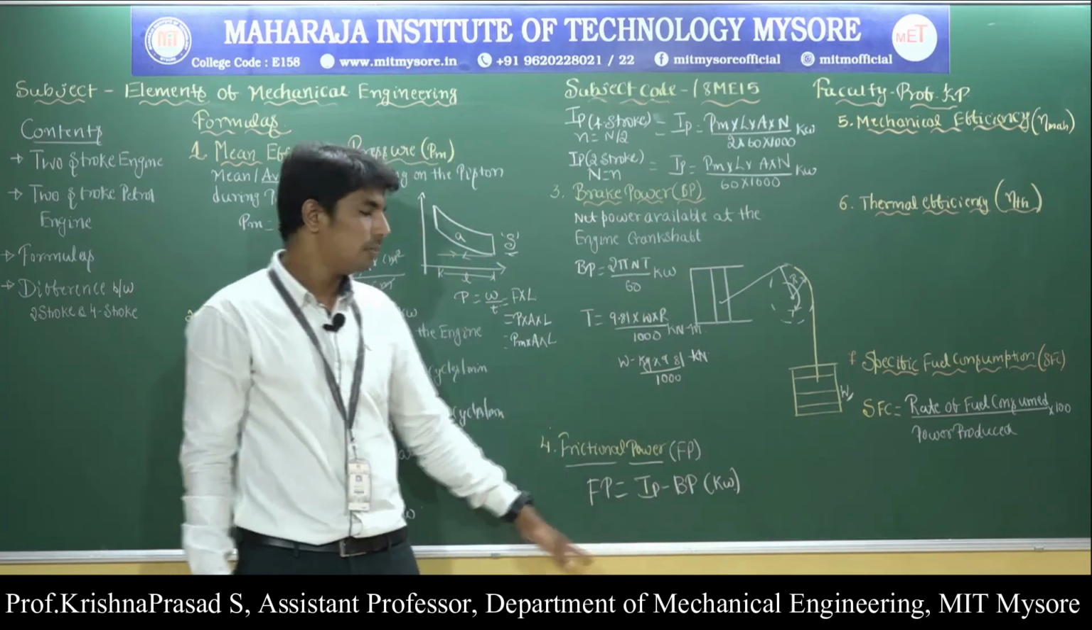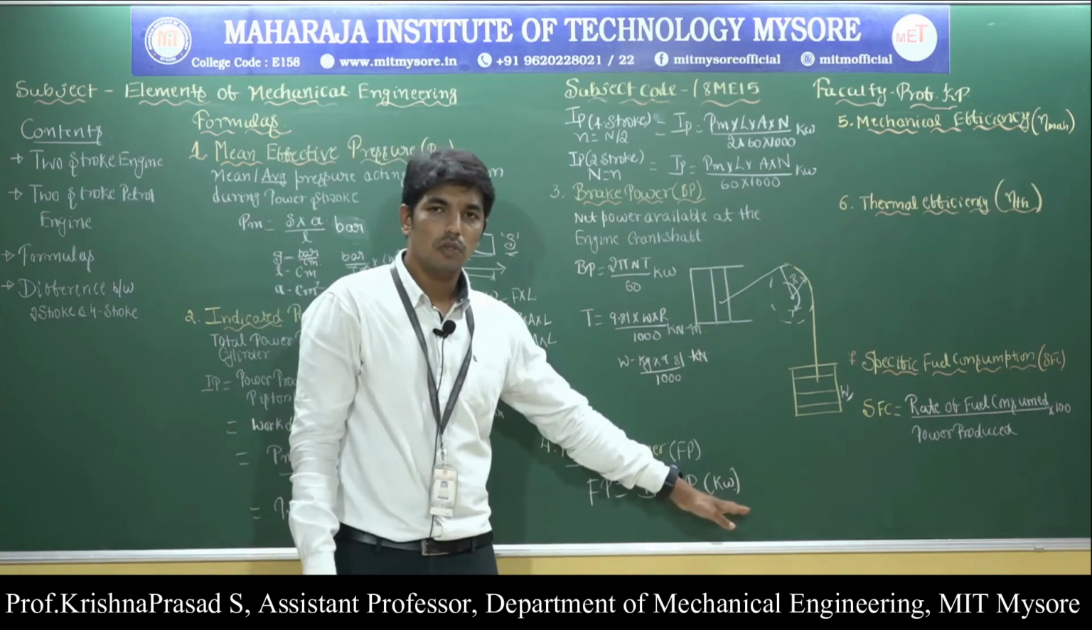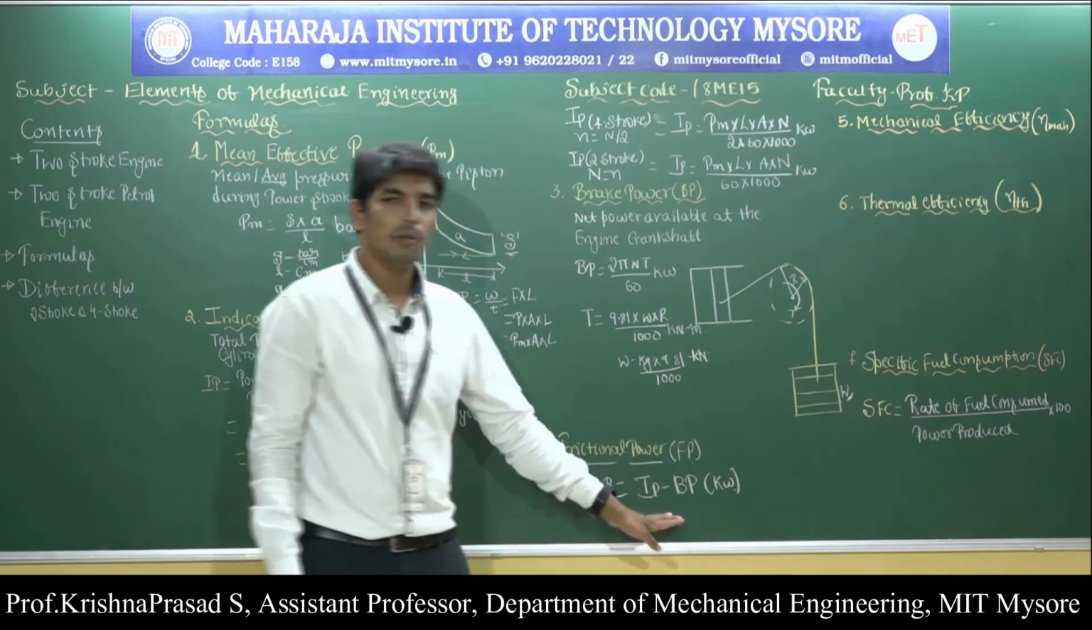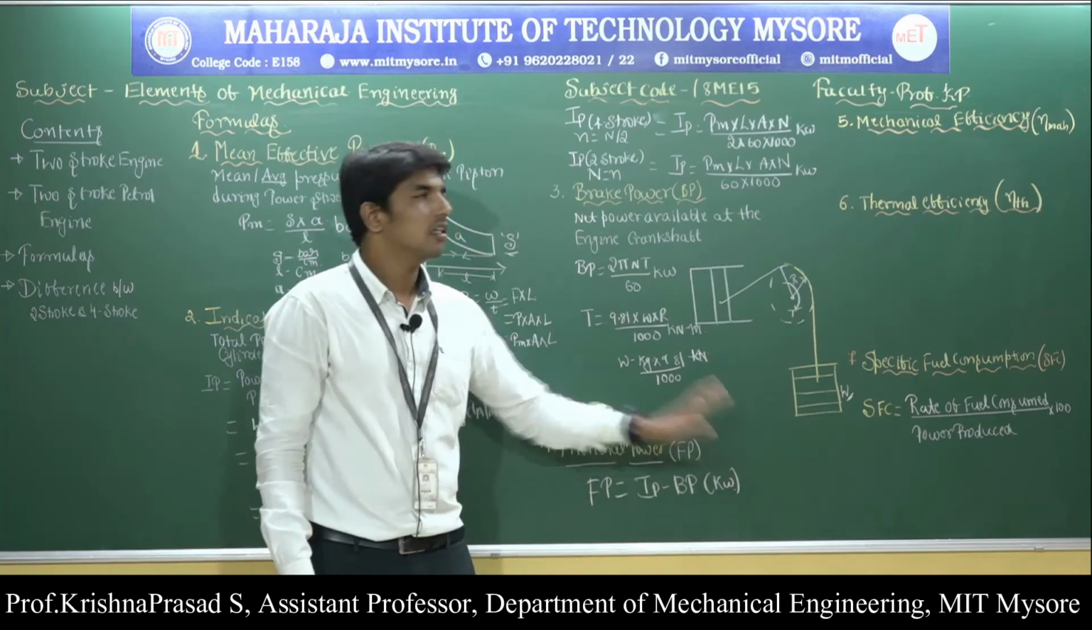That is called the frictional power, that is IP minus BP, and it is expressed in kilowatt.